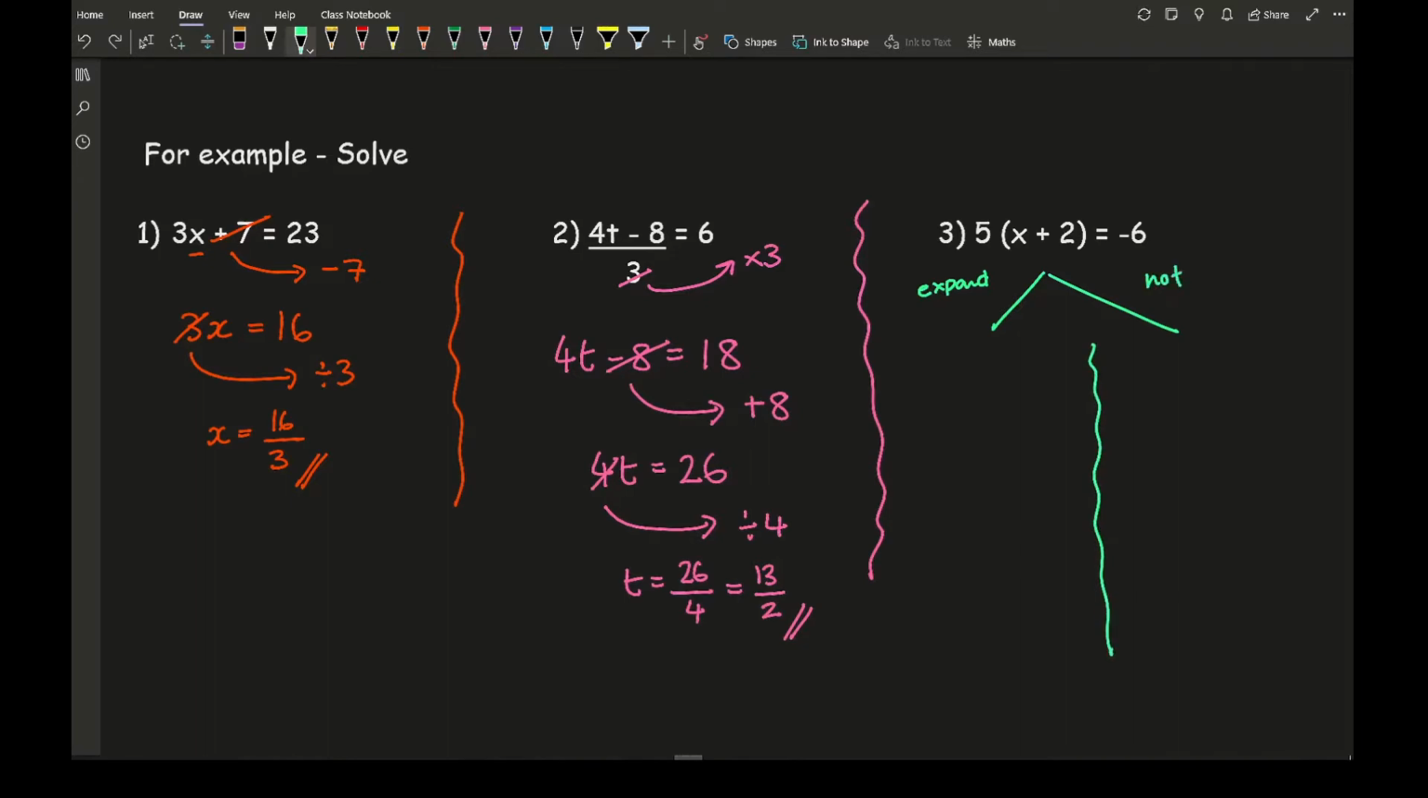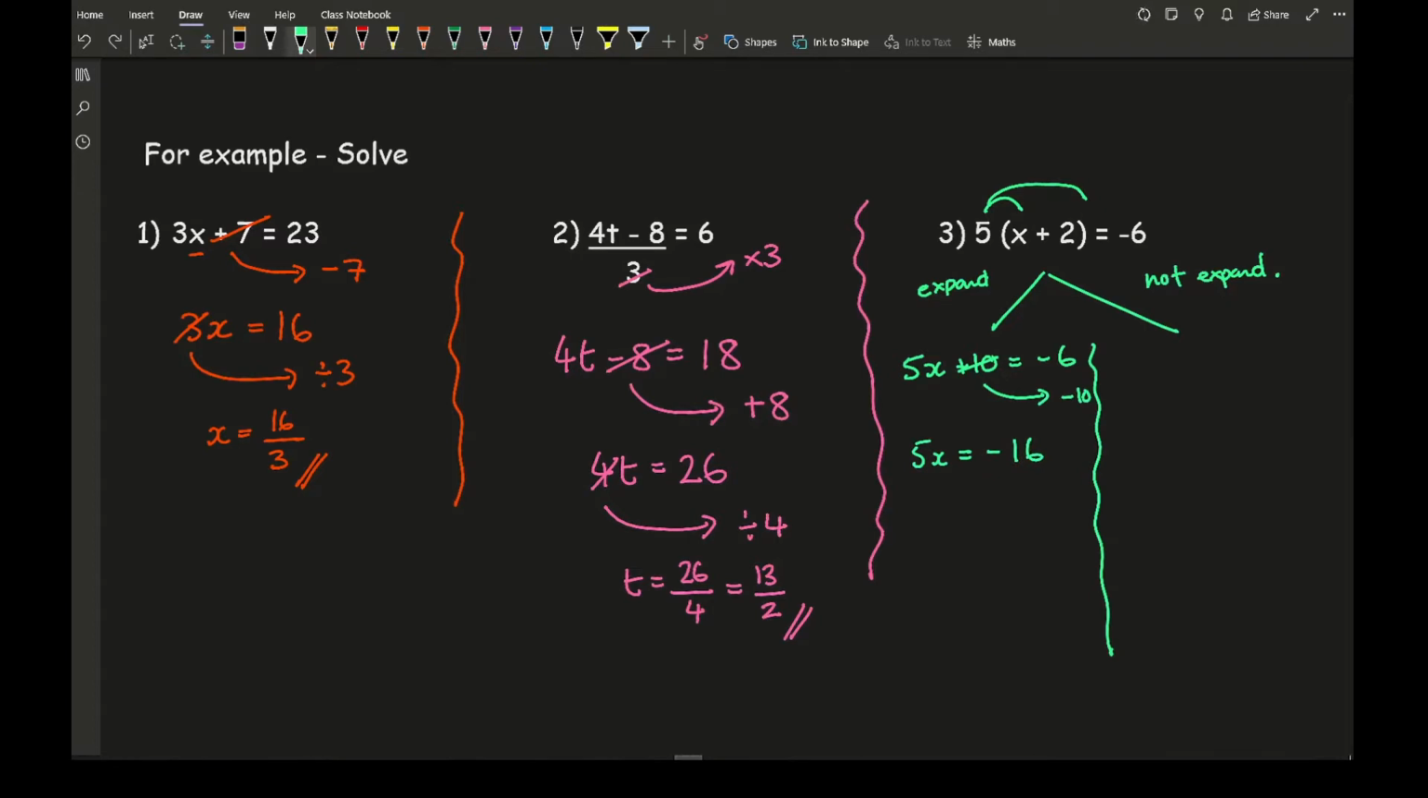So, not expand. Okay, so here, if I expand the brackets, I end up with 5x plus 10 equals minus 6. And you can see here that, lo and behold, by multiplying out the brackets, what I've done is it turns into a question very, very similar to question 1. So again, the furthest thing away from x is plus 10, so the opposite would be to take away 10. So I've got 5x left on this side, and I've got minus 6 minus 10, which is minus 16.